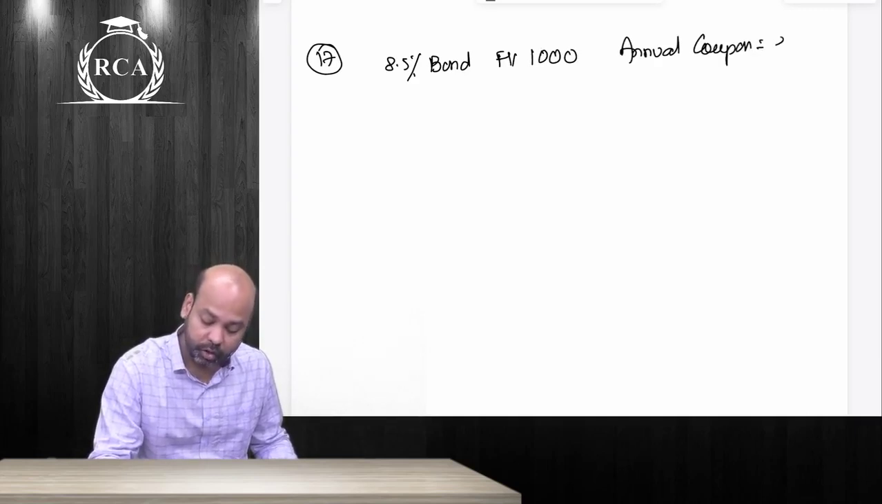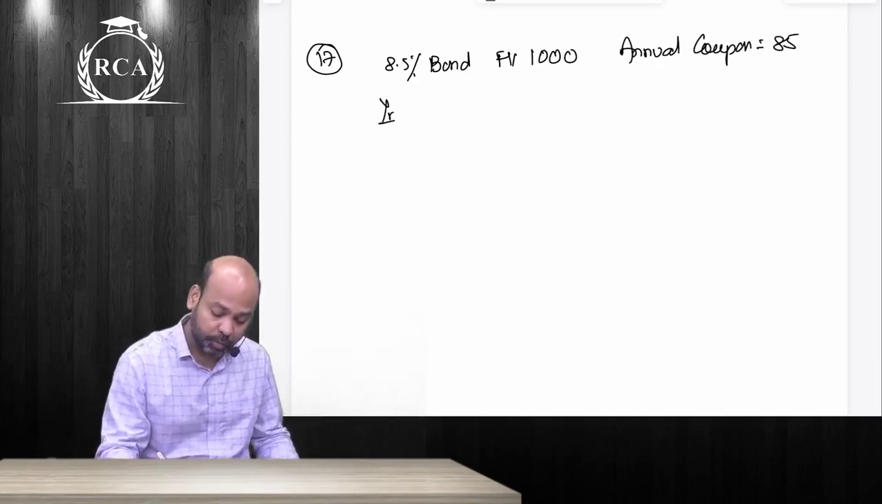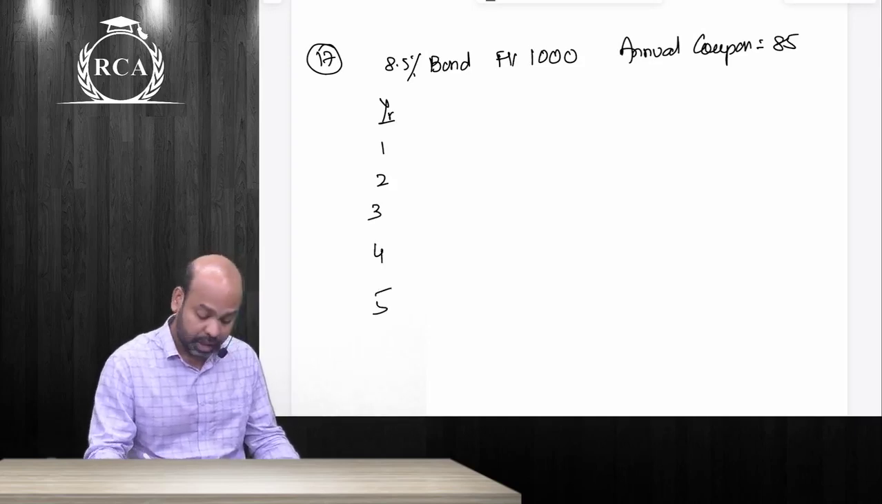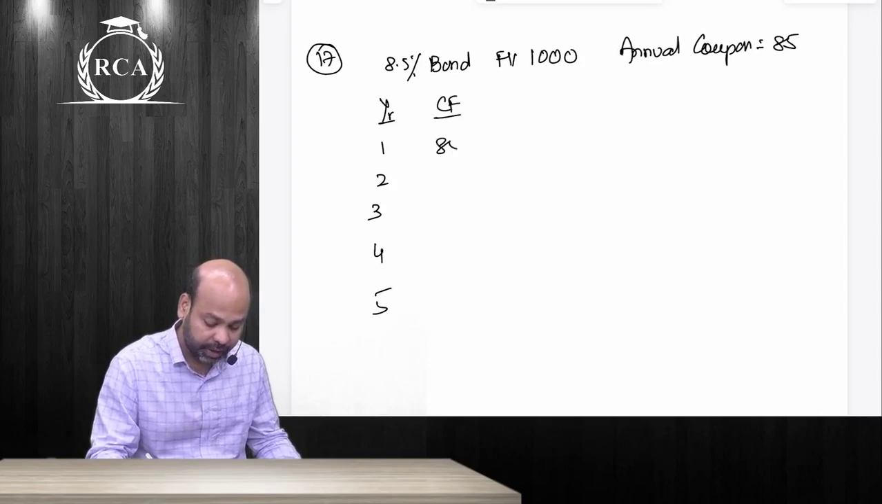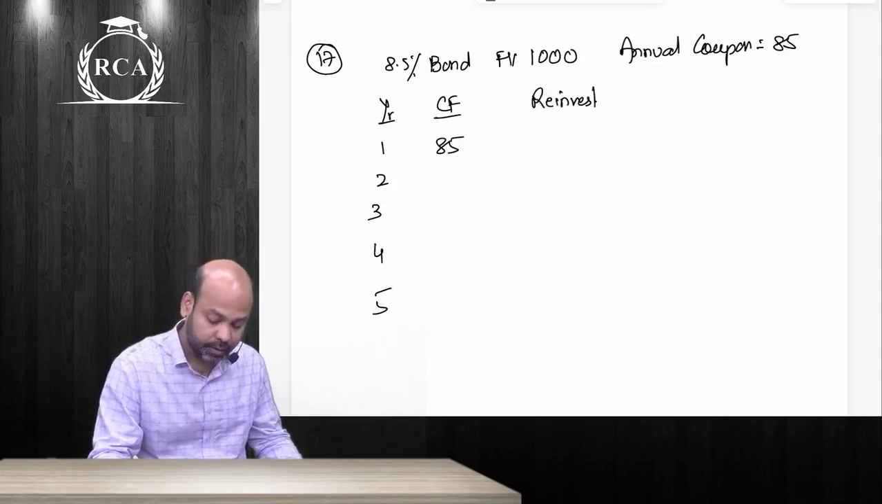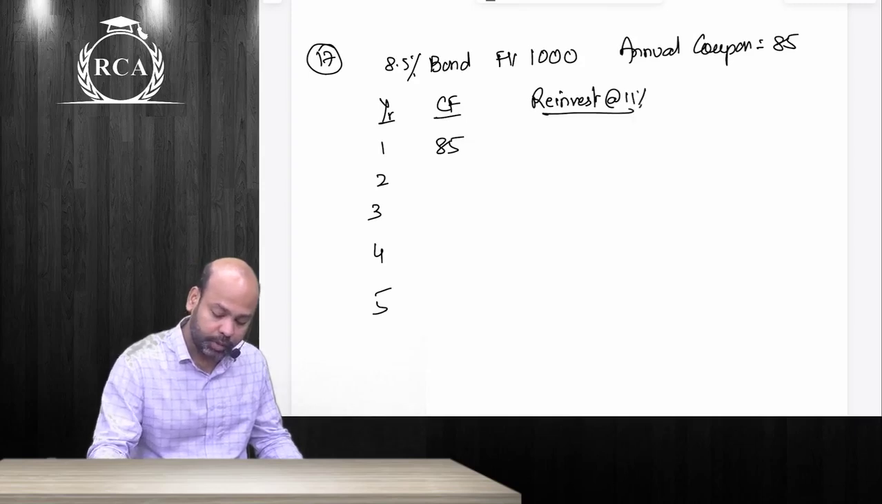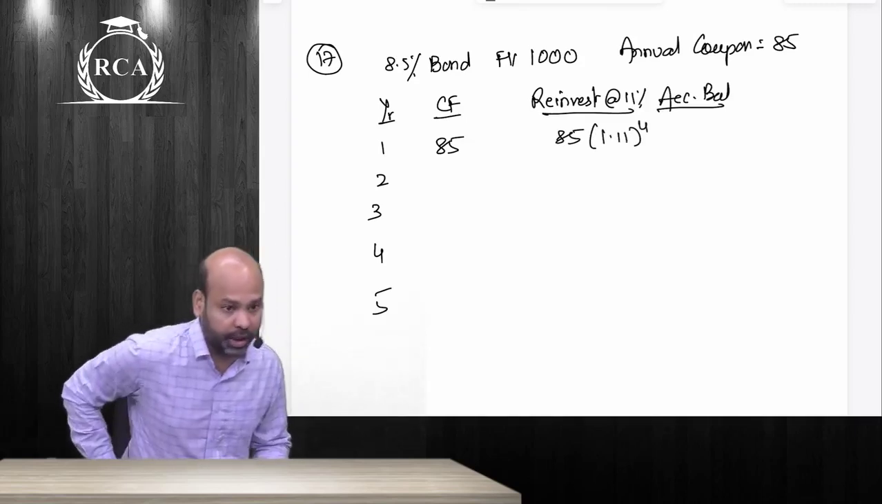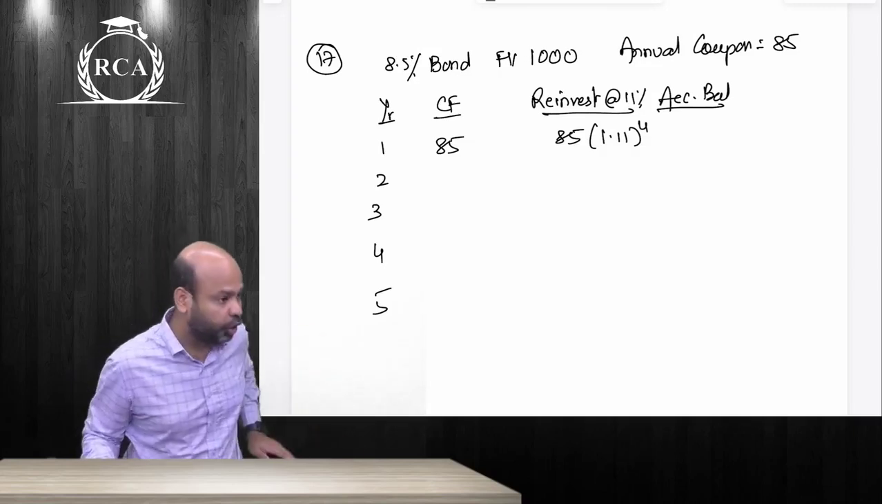Whenever they ask us to compute reinvestment income, you will have to compute the accumulated balance, guys. That is the only way of getting the answer. Our cash flow in the first year, beta, is 85 rupees. If I reinvest at 11%, what will be my accumulated balance? It will be 85 into 1.11 whole power 4. You will be able to reinvest this only for a period of 4 years.